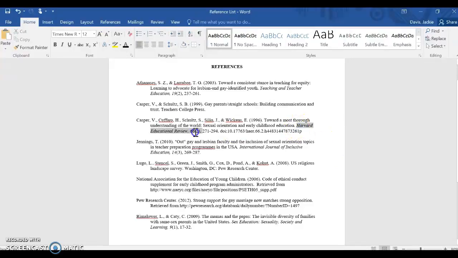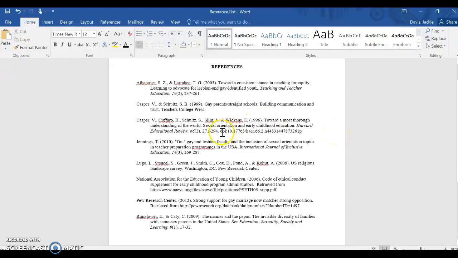The next information is the name of the journal, in italics, the Harvard Education Review, followed by a comma. The volume number is 66. That's where the italics end. The edition is number 2, followed by a comma, and the page number range is pages 271 through 294, followed by a period.